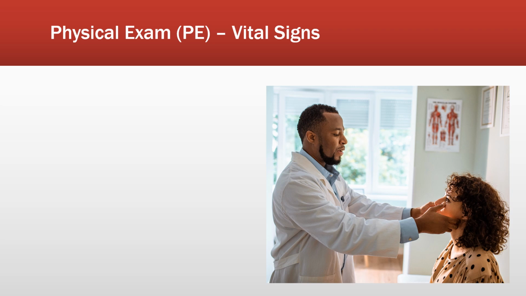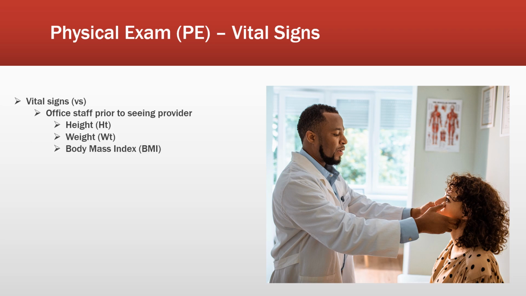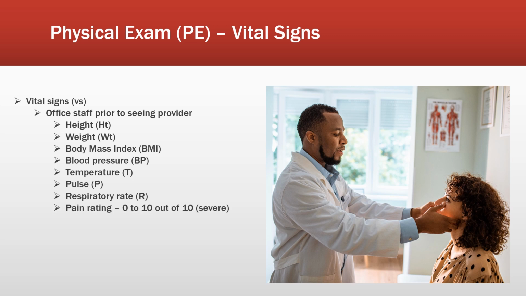Often, the first physical test each patient will undergo is to obtain their vital signs. This is usually done by the office staff prior to the patient being seen by the provider. The readings for height, weight, body mass index, abbreviated BMI, blood pressure, temperature, pulse, and respiratory rate will be documented, as well as the patient's pain rating on a scale of 0 to 10 out of 10, if appropriate, with 0 being no pain and 10 being extreme pain.